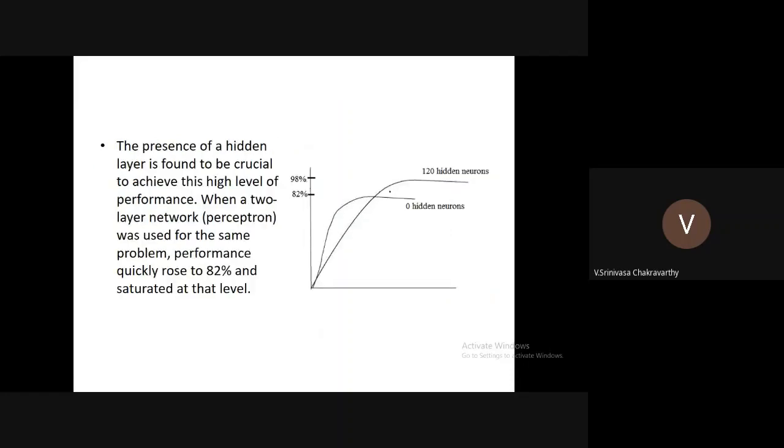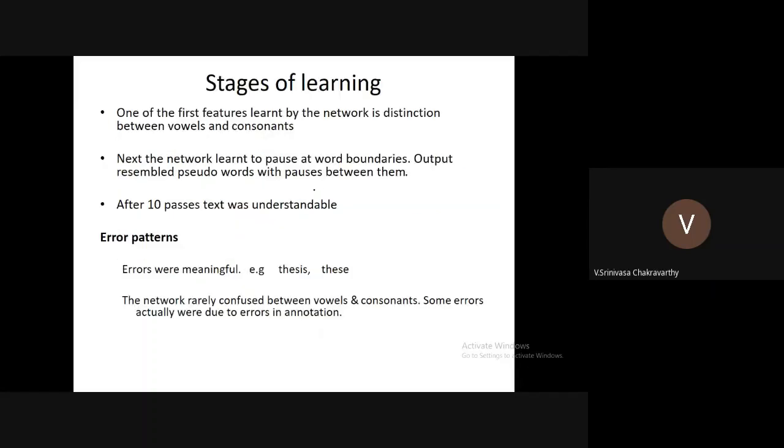And the hidden layer presence was quite important, because when they used the same data set to train a perceptron, it did very badly. The highest performance didn't go beyond 82% with a perceptron, but with an MLP with a hidden layer, right, and 120 hidden neurons, performance went up to 98%. What is interesting is that the stages of learning gave insight into how humans learn speech.